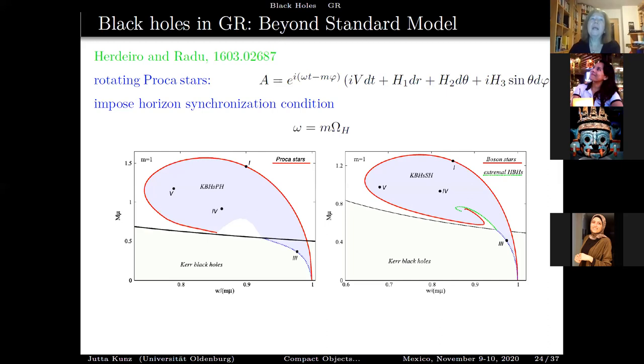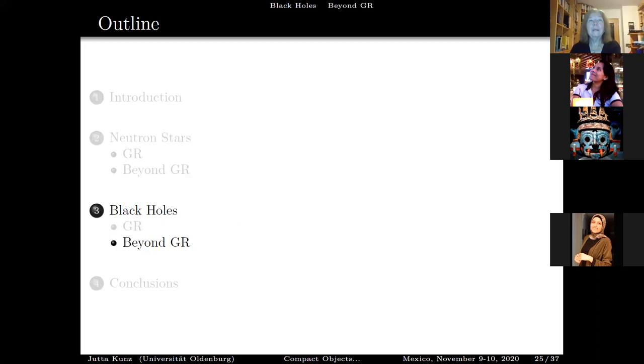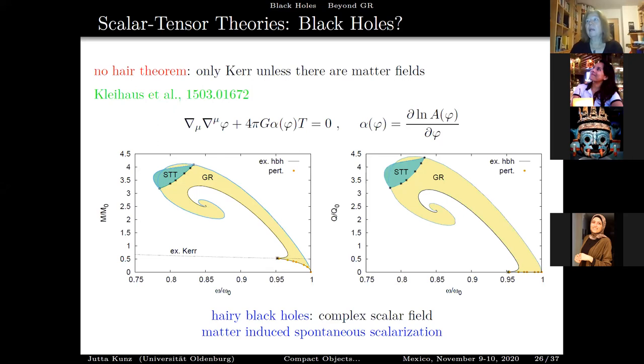But now let's go beyond GR. Let's look at what we might get when we are beyond GR. And the first thing I discussed yesterday were scalar-tensor theory neutron stars. And of course, scalar-tensor theories are nice theories. And we saw for the neutron stars, there was this interesting effect of matter-induced spontaneous scalarization. And so the question is, do we have this also here? When you just take a simple scalar-tensor theory, not Horndeski, just simple.